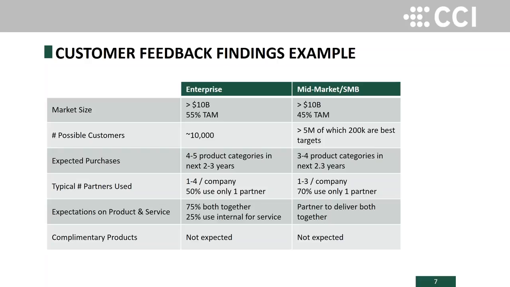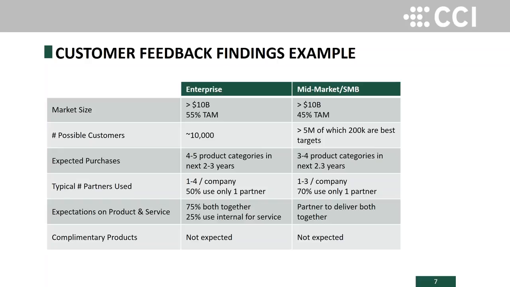We also found that the number of partners that they typically use to buy as a customer was 1 to 4 in the enterprise space, but of those, 50% typically used only one partner for these product categories. In the mid-market and SMB space, they use 1 to 3 partners per company, but 70% of the customers actually used only one partner. So one partner was delivering for the needs of most of the customers in both the enterprise and mid-market, and they were selling across multiple product categories, which leads you to believe they need to sell across their portfolio versus being specialists, for example.